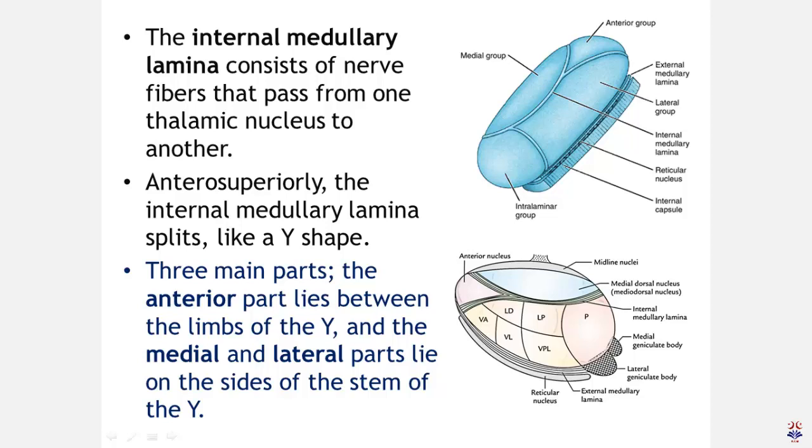Anterosuperiorly, the internal medullary lamina splits into a Y-shape, dividing the thalamus into three main parts. The anterior part lies between the limbs. This is the anterior part. And the medial and lateral parts lie on the sides of the stem of the Y. This is the medial part and this is the lateral part.